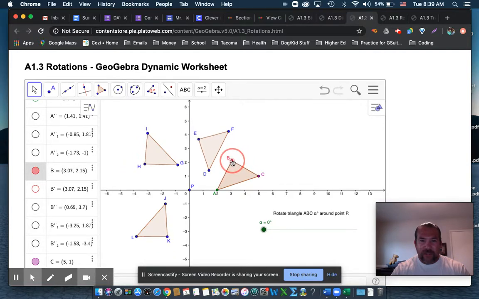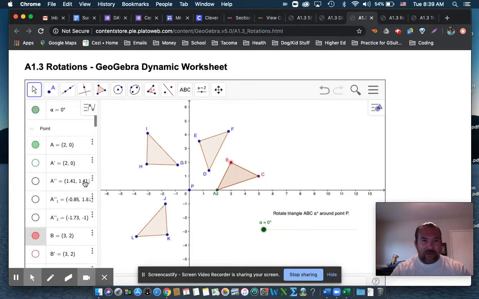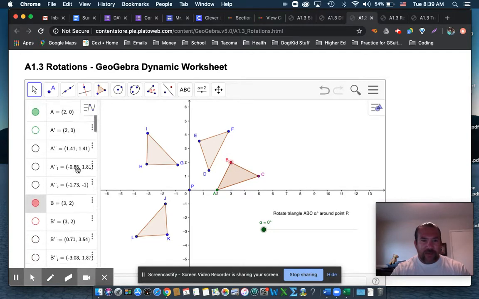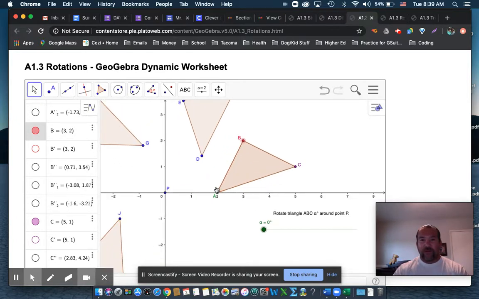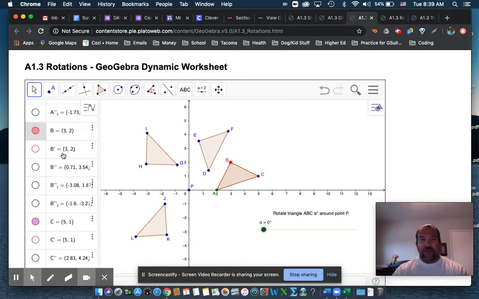So notice, guys, these are kind of manipulative, right? A is at 2, 0, B is at 3, 2, and C is at 5, 1. Perfect. So these locations are all whole numbers. So what I want to show you is, remember, the prime notation is after the rotation.